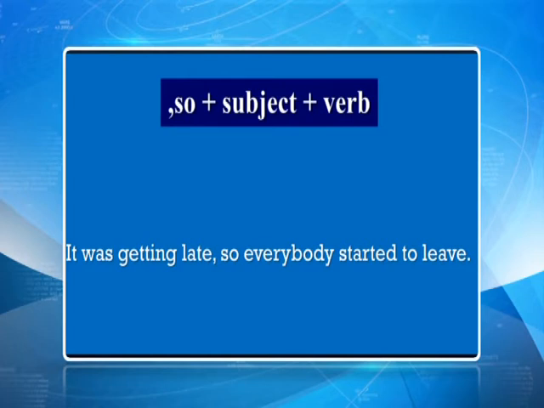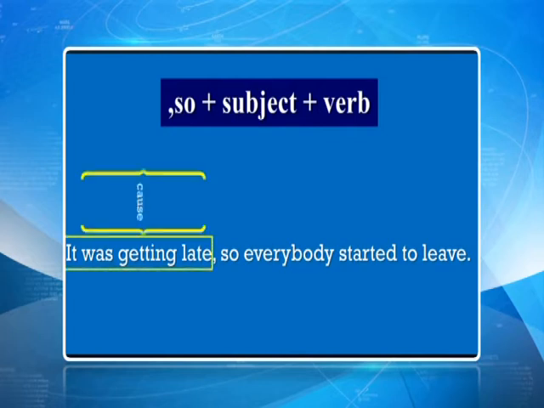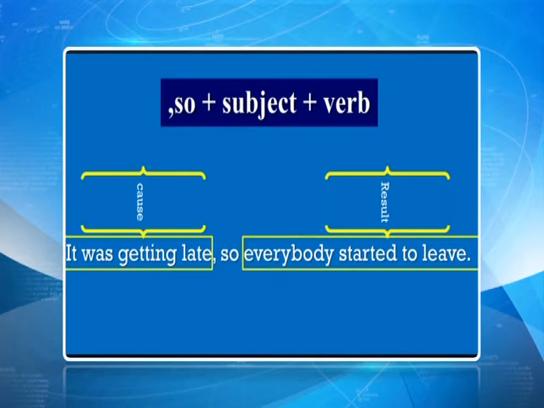Here is a sentence. It was getting late, so everybody started to leave. It was getting late is the cause. The effect of this, or the result of it's getting late, is that everybody started to leave the party or the house. What is the word or the expression, the subordinator that I use here in order to link the two parts of the sentence? I use the word so. It was getting late, so everybody started to leave.